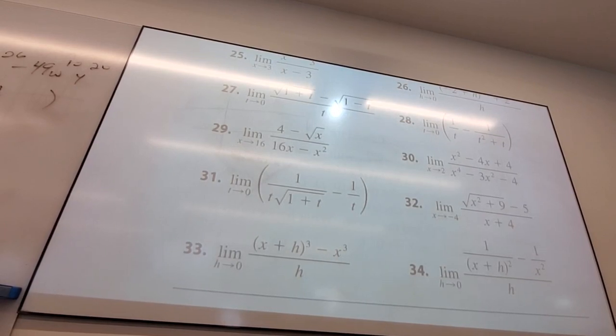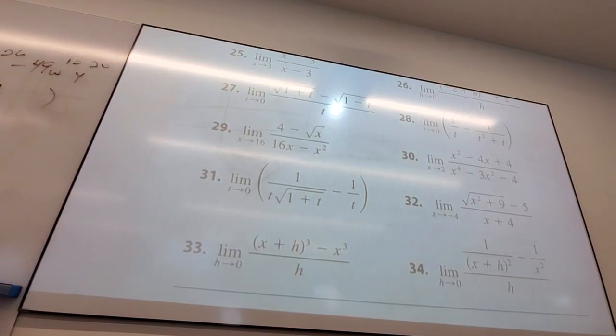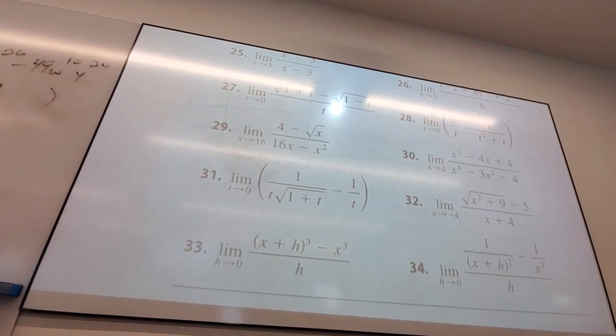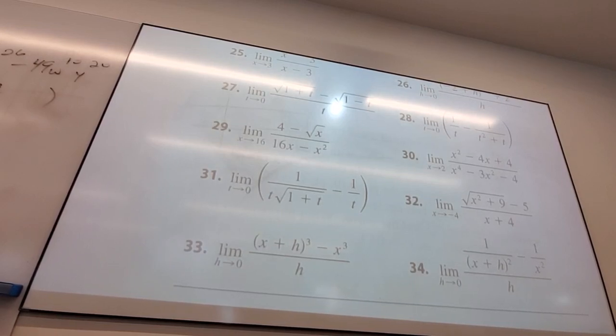Again, I only do algebraic stuff to a limit if it's indeterminate form, and this makes sense because the form it's in is indeterminate, so I gotta change it. If it's not indeterminate, I should be able to determine the answer. I shouldn't have to do anything. This crazy thing is indeterminate. Well, what do I multiply top and bottom by? Yeah, so square root of 1 plus t plus square root of 1 minus t, top and bottom.